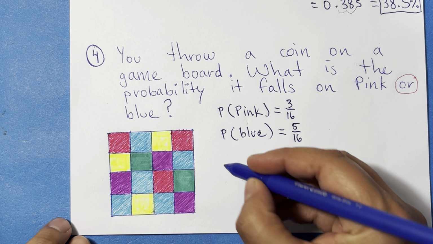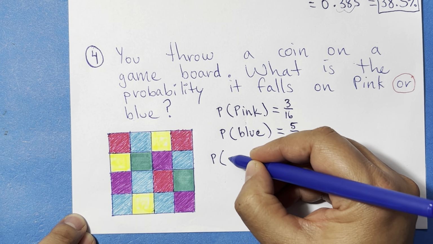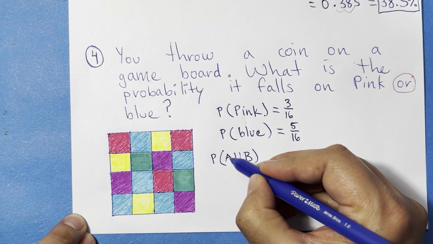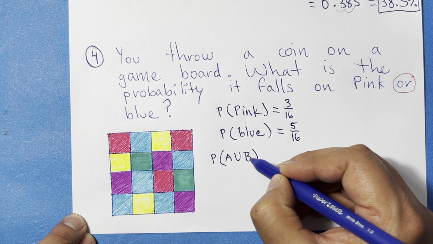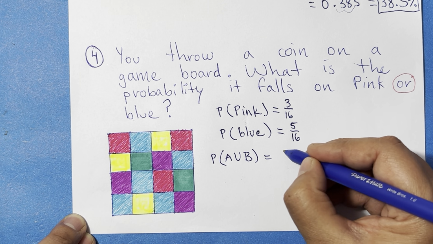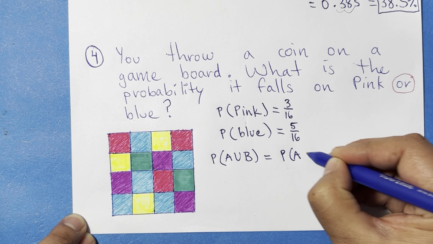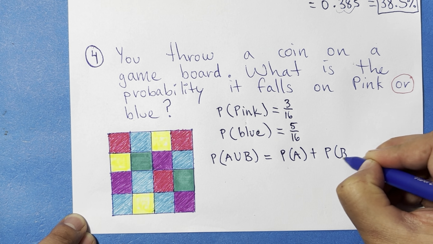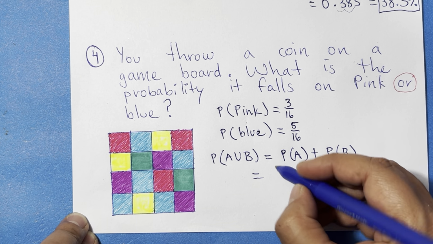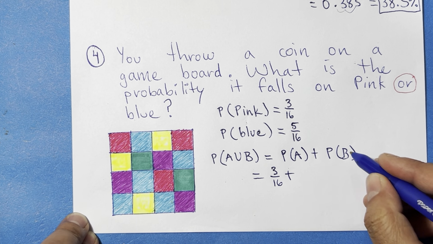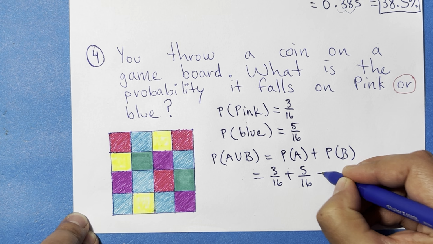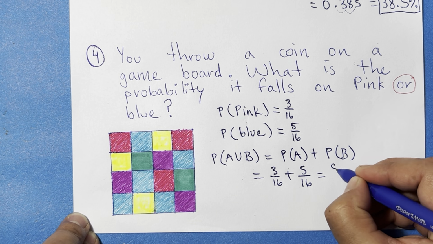So the formula that we're going to use is probability of event A or event B happening. Also, you can put probability of getting a pink or a blue. Instead of A and B, you can put pink, blue in here. It will be the addition of them. Probability of event A plus probability of event B. There's no overlapping, so we don't need to subtract anything. Probability of event A is 3 over 16 plus probability of event B, or getting a blue, is 5 over 16. We add 3 plus 5 is 8.